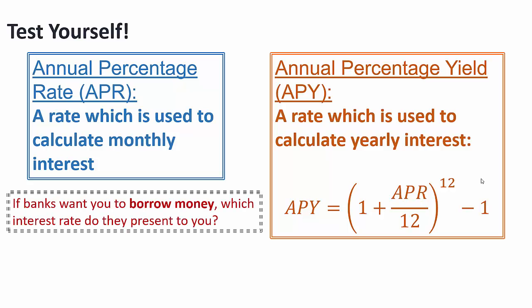Test yourself. Let's answer a couple of conceptual questions on these two types of interest rates. If banks want you to borrow money, they want to lend you money for a car or for a mortgage, which interest rate do they present to you? APR or APY? If you said APR, you are correct, and that is because APR is less than APY. So they want to present a number to you which is less than the actual annual percentage.